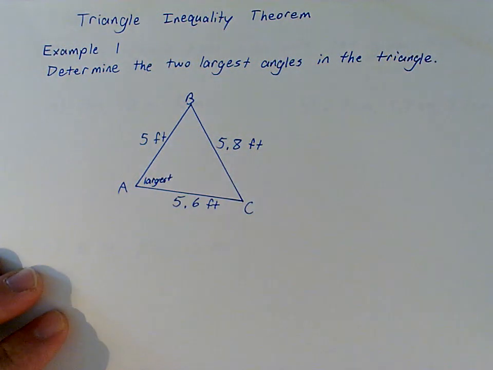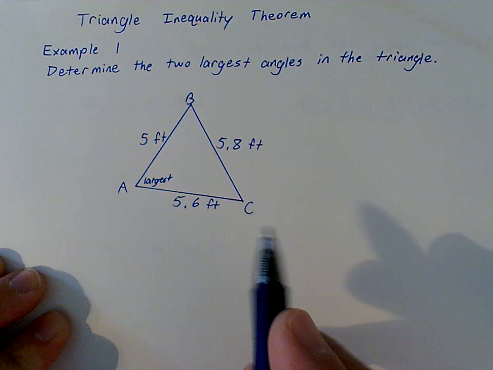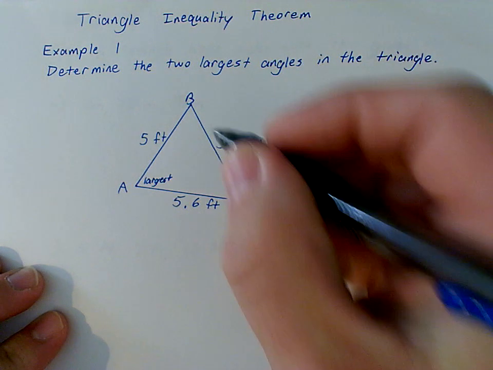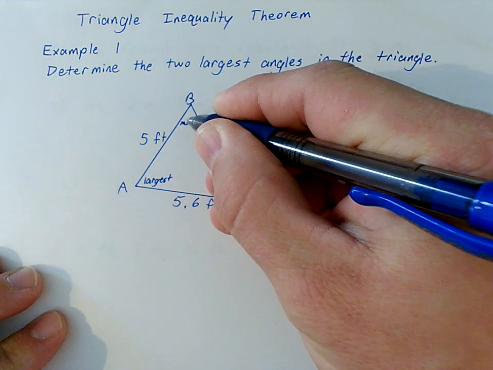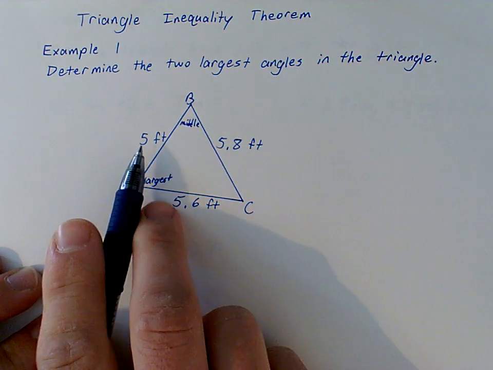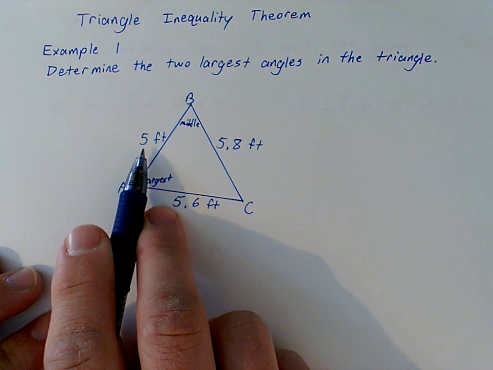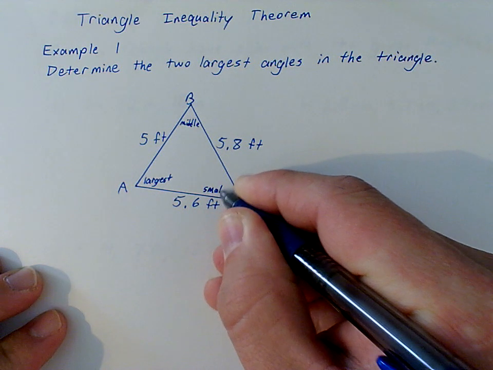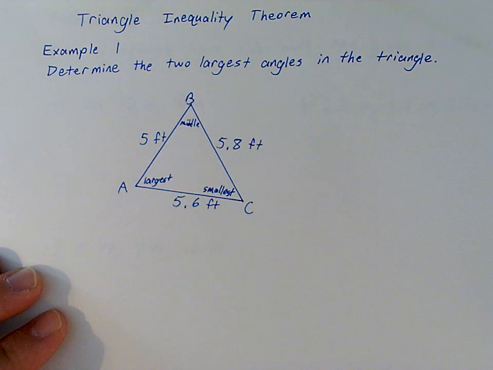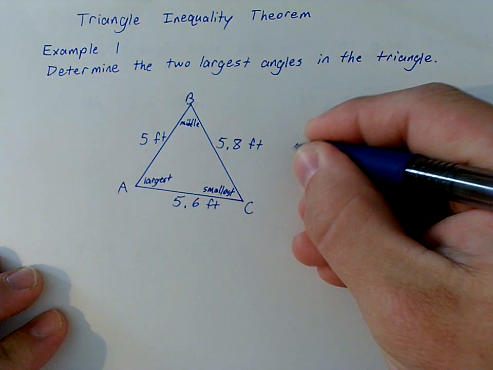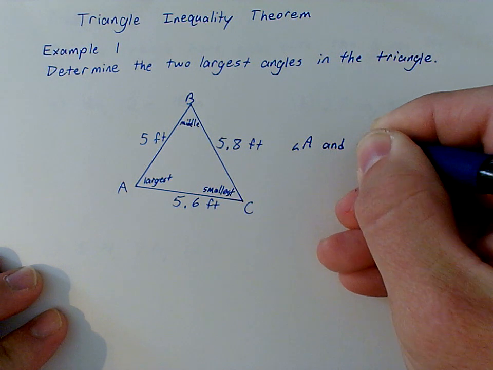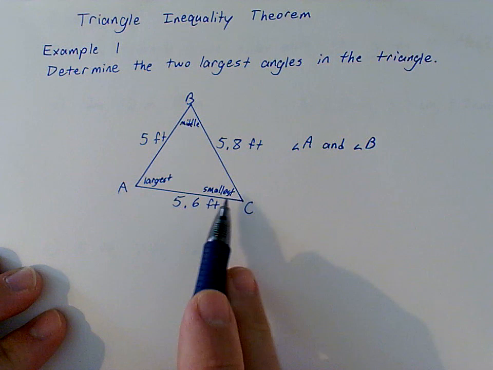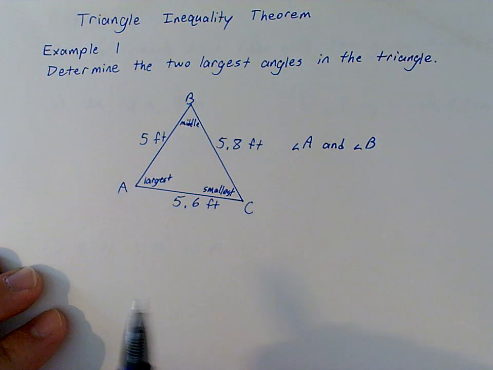I'm just going to make a quick note on the triangle. Moving right along, next up is 5.6 feet. That's the next biggest side, so this is my middle angle as far as size goes. And 5 feet being my shortest side, segment AB, that's across from angle C, which would be my smallest. Since we're determining the two largest angles in the triangle, I know that's angle A and angle B. Angle C is the smallest angle in the triangle since it was across from the shortest side, and that's how triangles work.